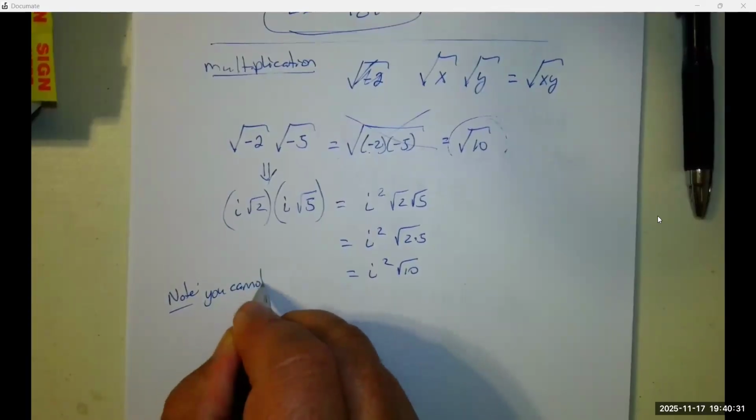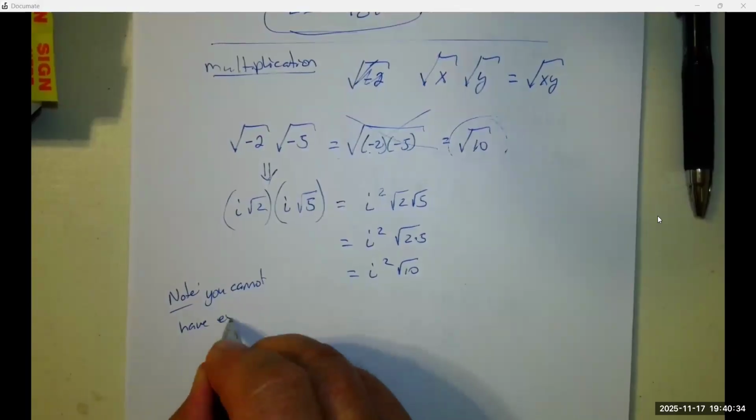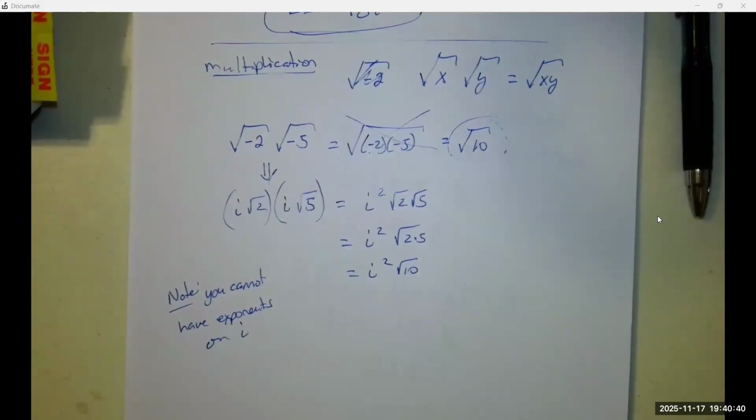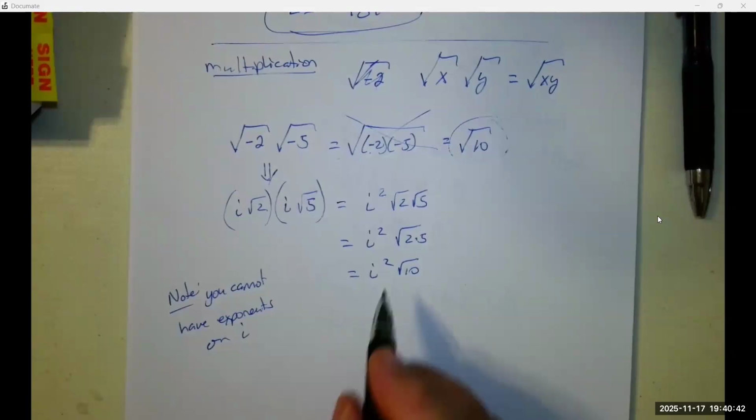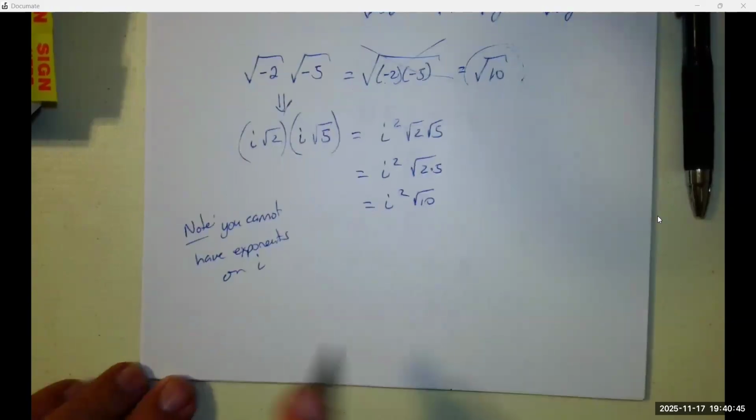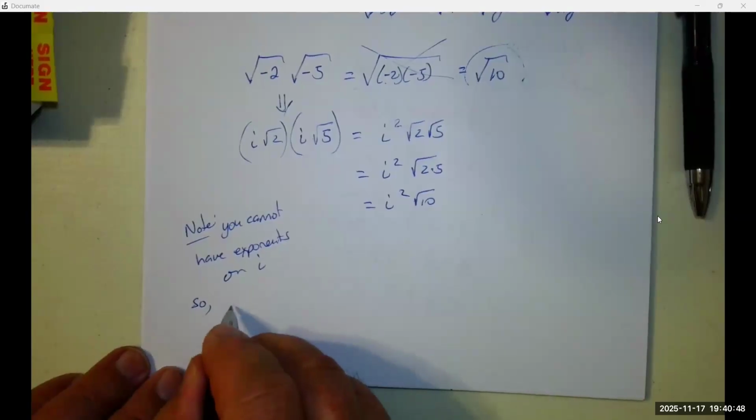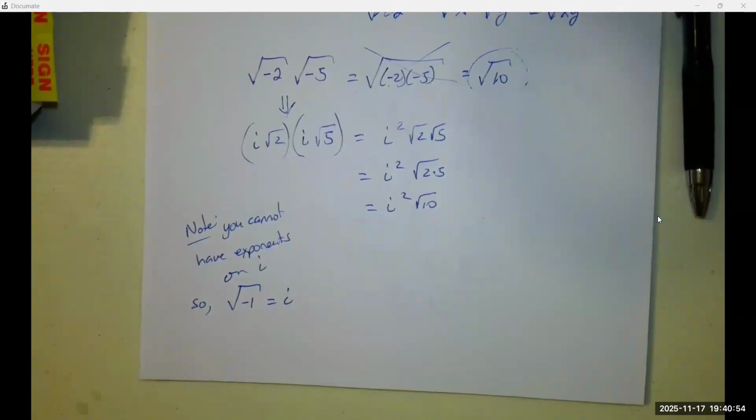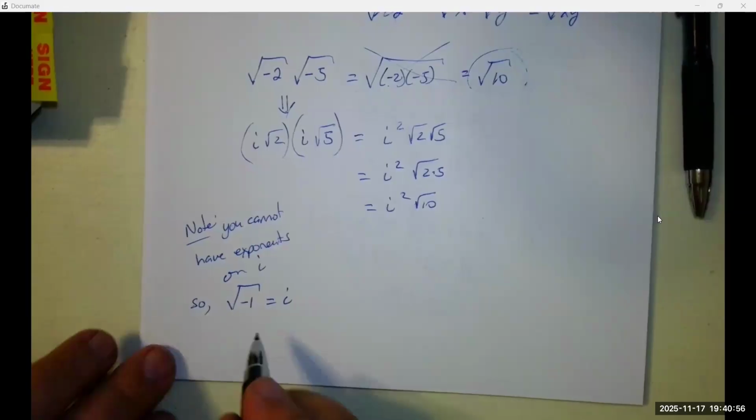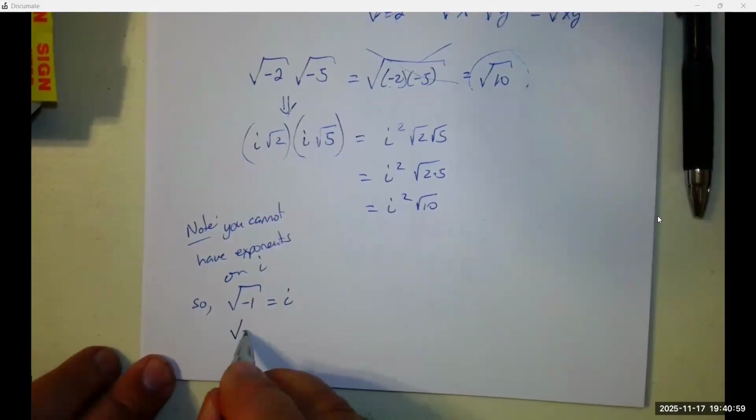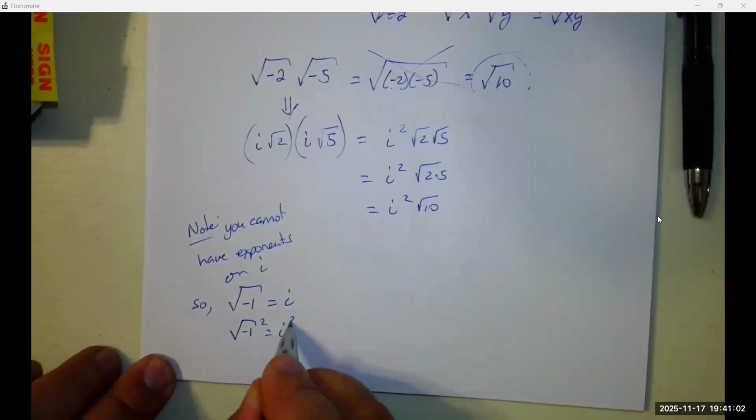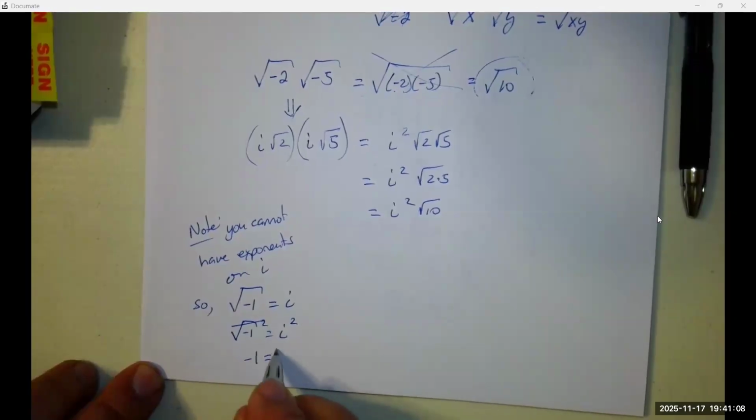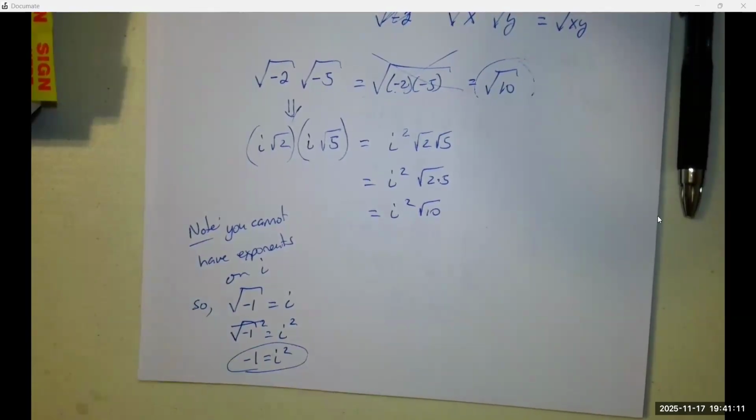You cannot have exponents on i. So what would i squared equal? Well, since we know that the square root of negative 1 is i, if we square both sides, the square and the square root cancel. So i squared is equal to negative 1.